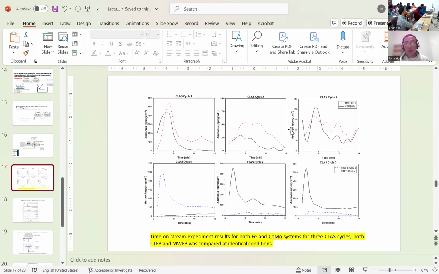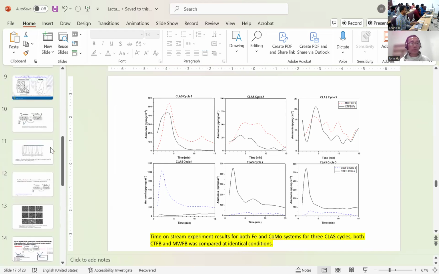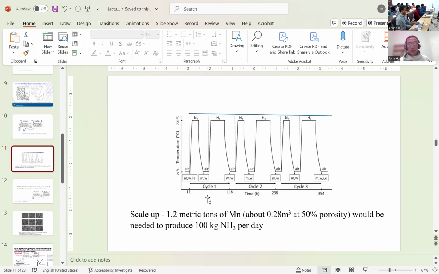Cycle 1, cycle 2, cycle 3. Cycle 1 means chemical looping 1. You basically absorb the nitrogen, and then you apply hydrogen to form ammonia. Then the next cycle begins. Let me go back. Cycle 1 means you have nitrogen adsorption, followed by the hydrogen reaction. So when this cycle finishes, ammonia is produced. Then the next cycle begins with nitrogen adsorption and the hydrogen reaction. Okay, cycle 1, cycle 2, cycle 3.